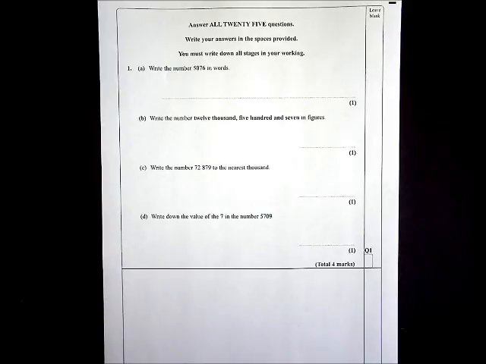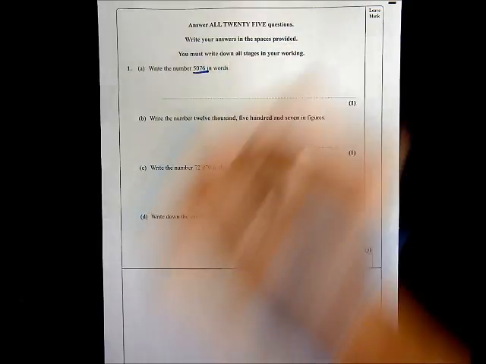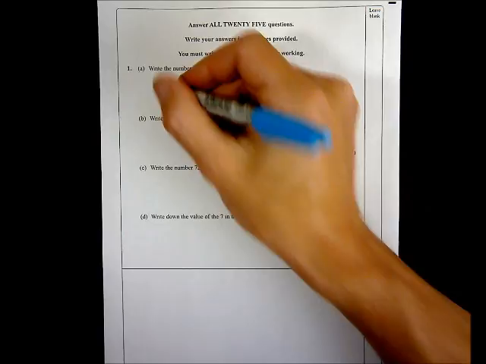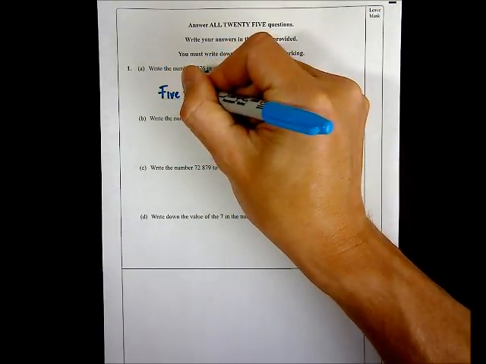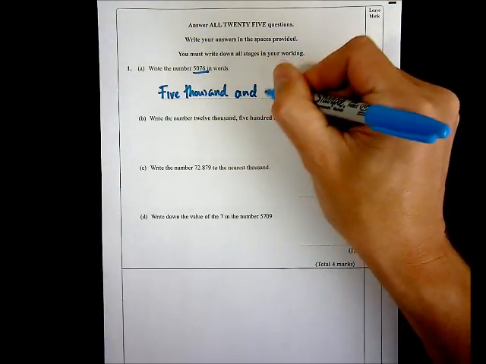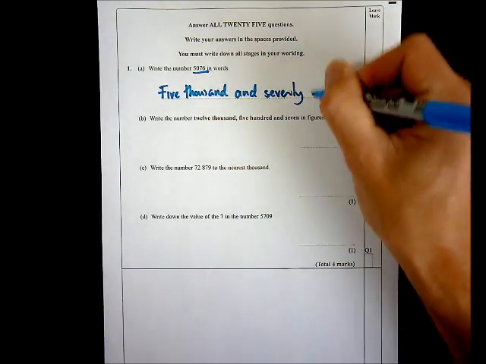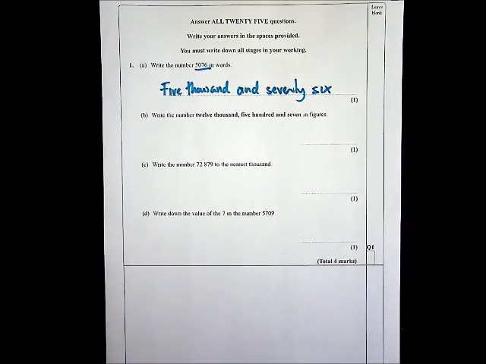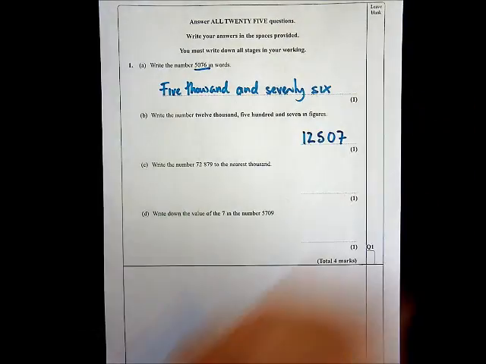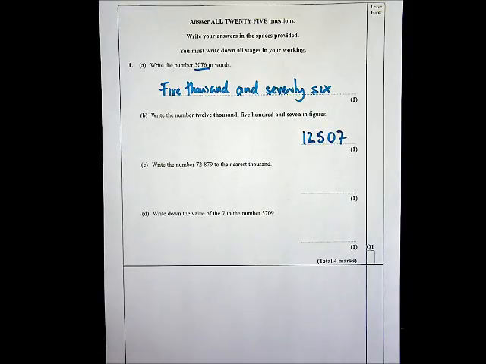In question 1a, I'm asked to write the number shown here in words, and just by saying that out loud now, or imagining it in the exam, I should be able to solve this one. So 5,076. In part B, I'm asked to write the number 12,507 in figures, and that would be 12,507 without any commas.